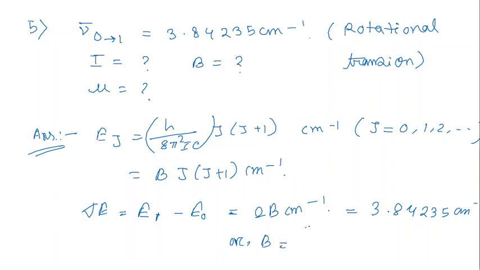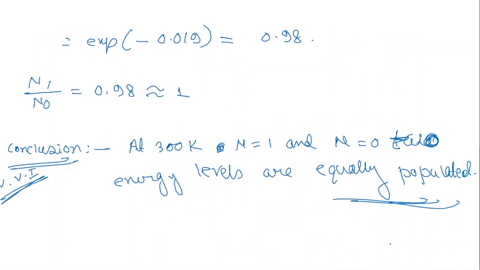What will be the value of B? This value divided by 2 centimeter inverse. So the value of B will be 1.92118 centimeter inverse. First question solved. Then they told us to calculate the value of I. Now what will be the value of B?